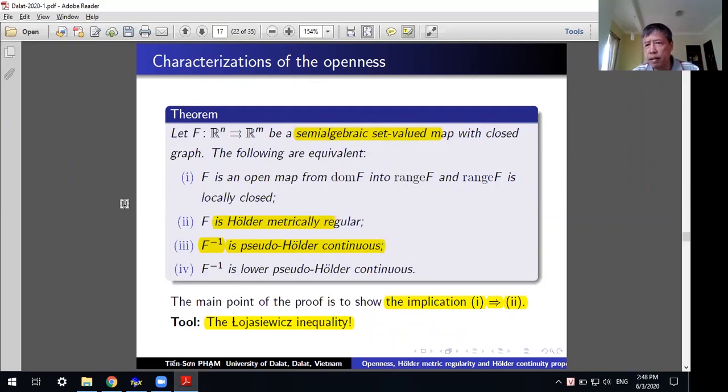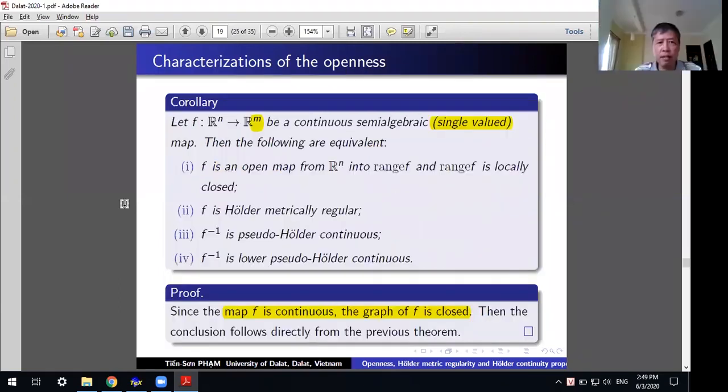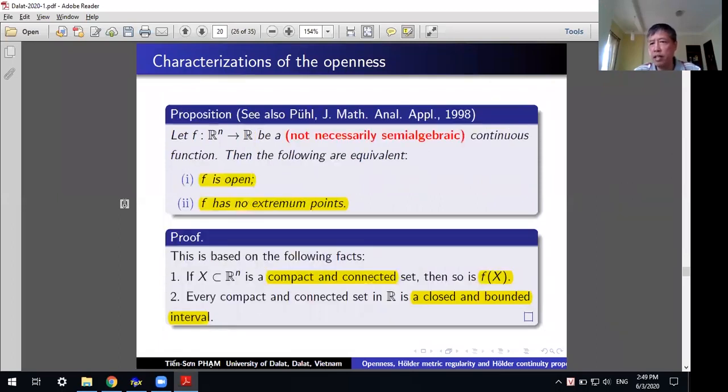This theorem, I think it was for single valued mappings. A single valued map, open. About the extremum, this scalar function. You say f, little f, is open if and only if it has no extremum points. I suppose, my guess, you talk about global extremum points. Yeah, globally, or non-local.